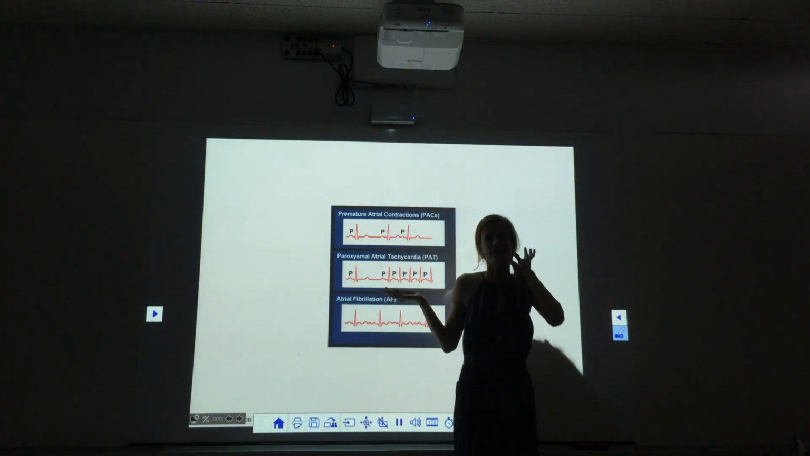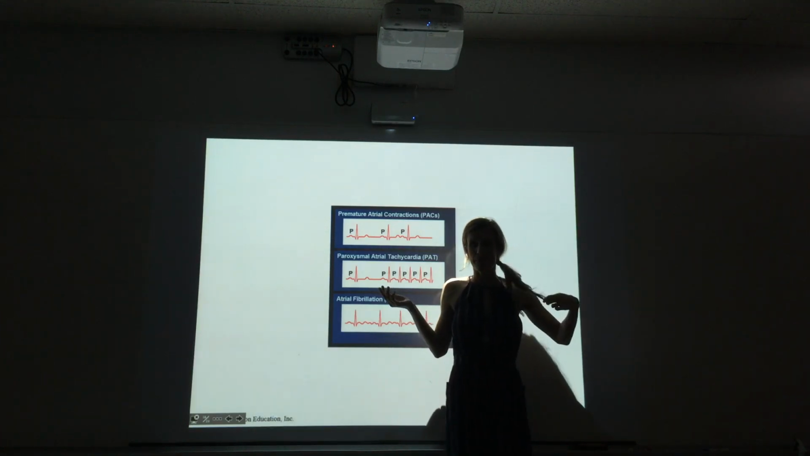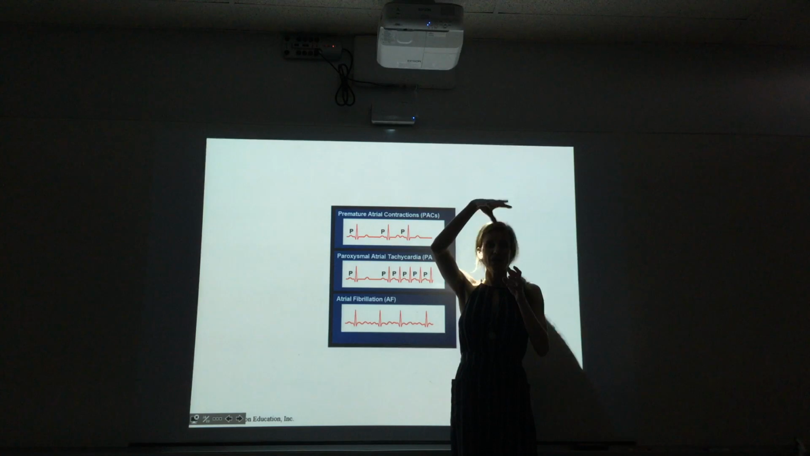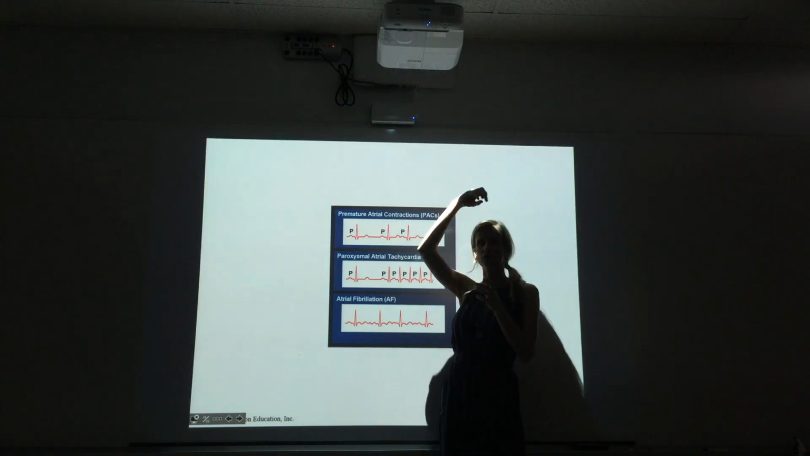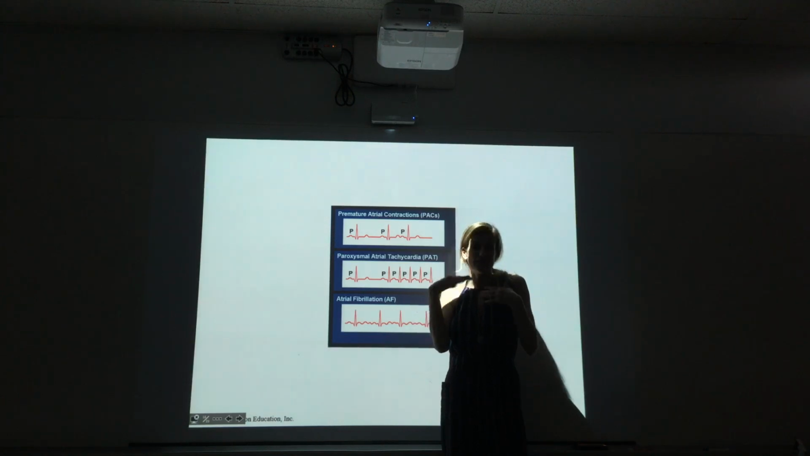Because what can take over if the SA node is not the pacemaker? What else can be the pacemaker? The AV node. So they can just say whatever and rely on the AV node. Okay, now would the heart rate be faster or slower? It would slow down in that case because the AV node spontaneously depolarizes at a slower rate.